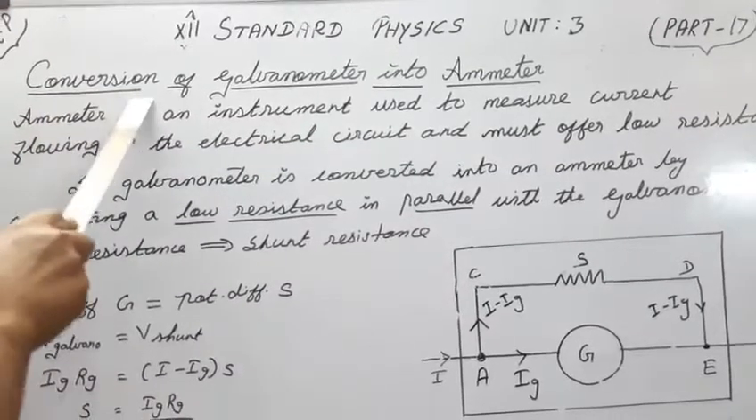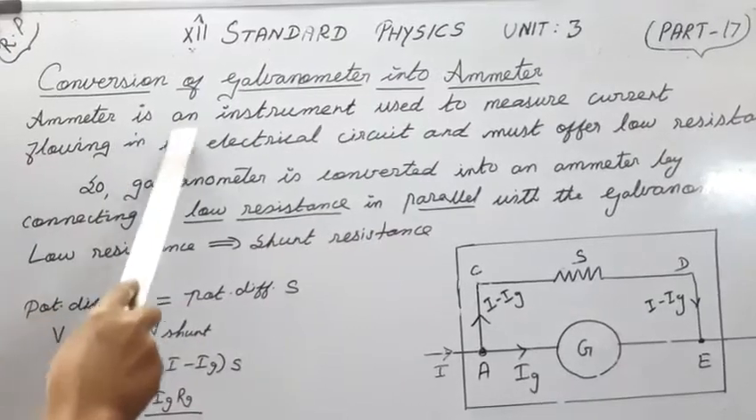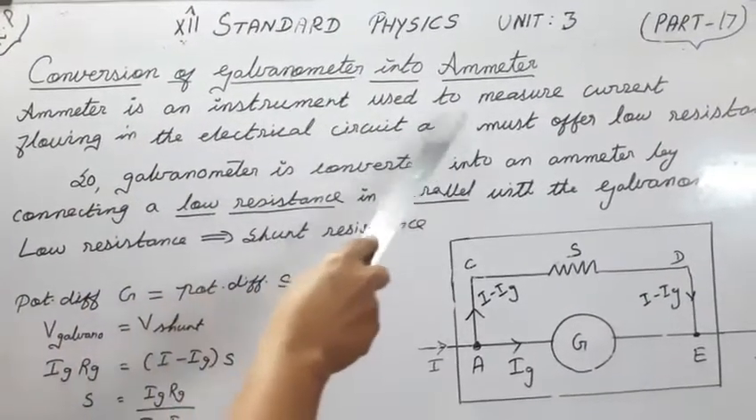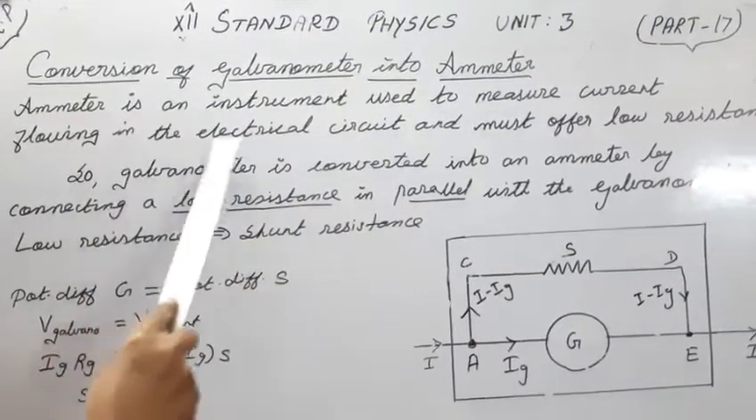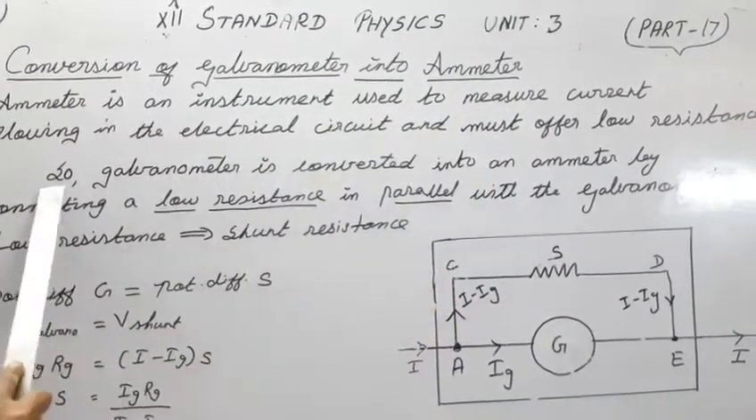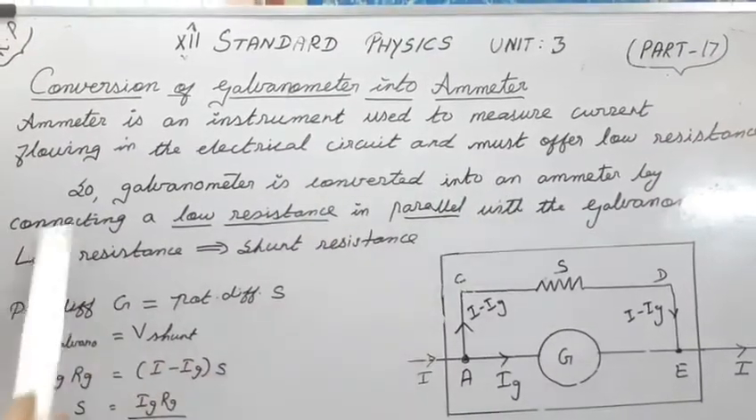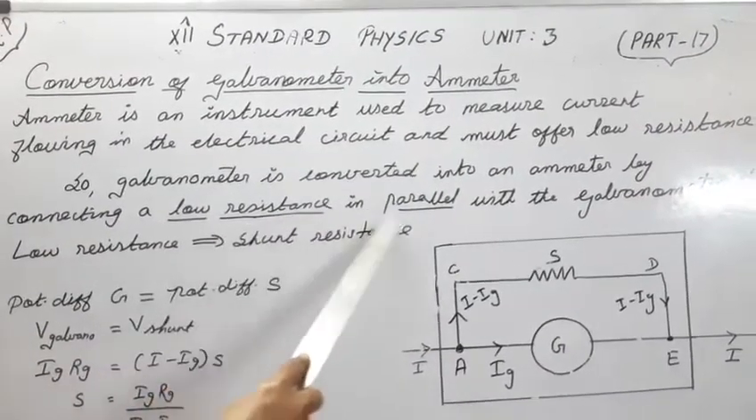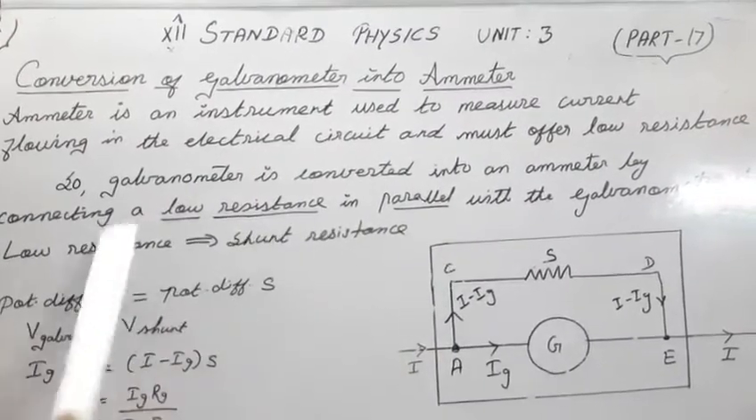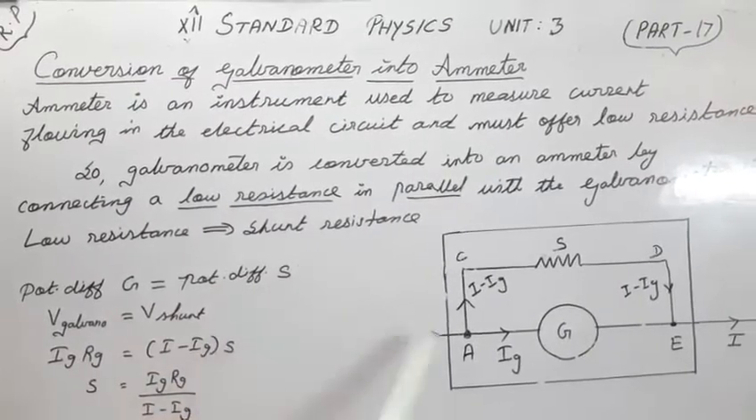Our next topic is conversion of galvanometer into ammeter. Ammeter is an instrument used to measure current flowing in the electrical circuit. An ammeter must offer low resistance. So, a galvanometer is converted into an ammeter by connecting a low resistance in parallel with the galvanometer. This low resistance is called shunt resistance.